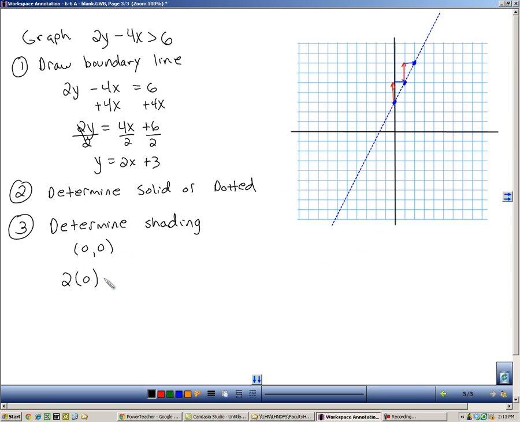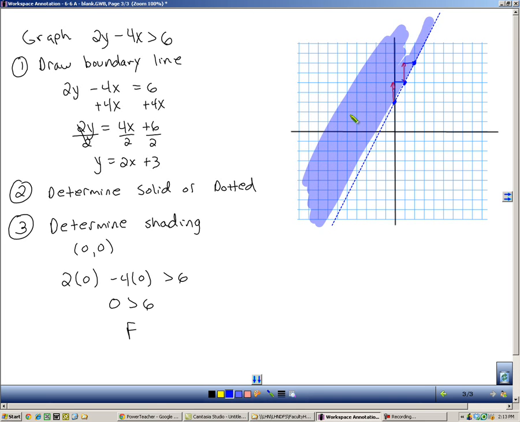So 2 times 0 minus 4 times 0 is greater than 6. 0 minus 0 is 0. Is 0 greater than 6? The answer is false. Since 0, 0 is over here on the right, that's the false side, I'm going to shade the true side. So I will shade the side of my boundary line that is true, where all the points work in the inequality. And there you go.